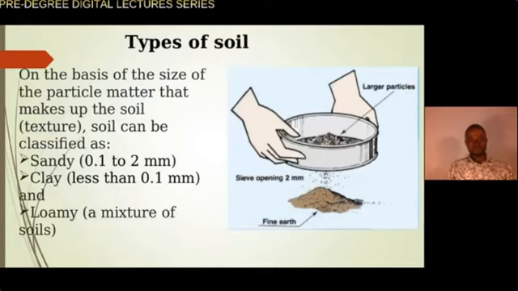Types of soil. On the basis of the size of the particles that make up the soil, that is, the soil texture, soil can be classified as sandy soil, where the particles range from 0.1 to 2 millimeters in size. We have clay, where the particles are less than 0.1 millimeter. And we have loamy soil, which is a mixture of sand, clay, and silt in appropriate proportion.